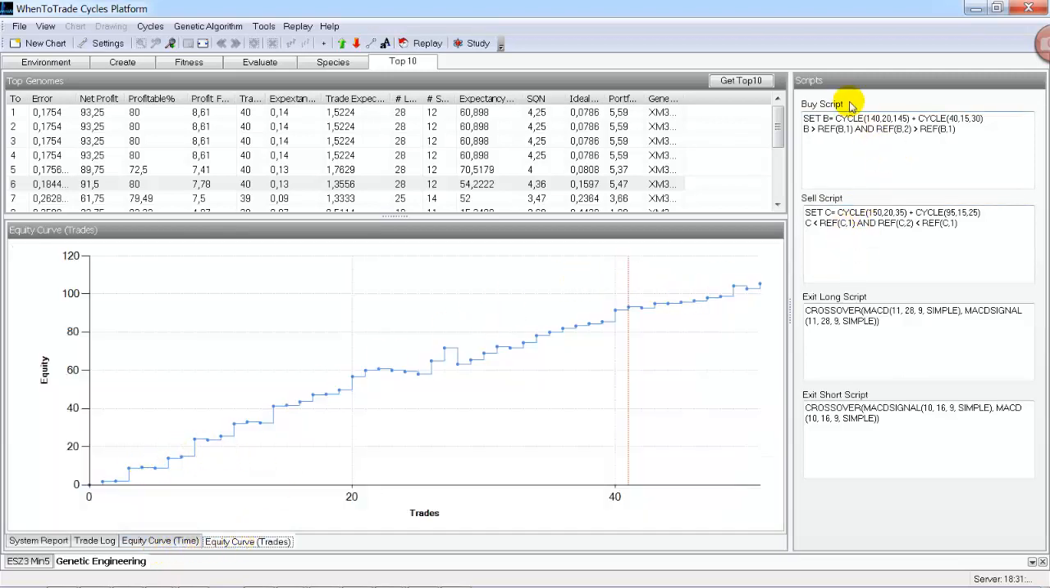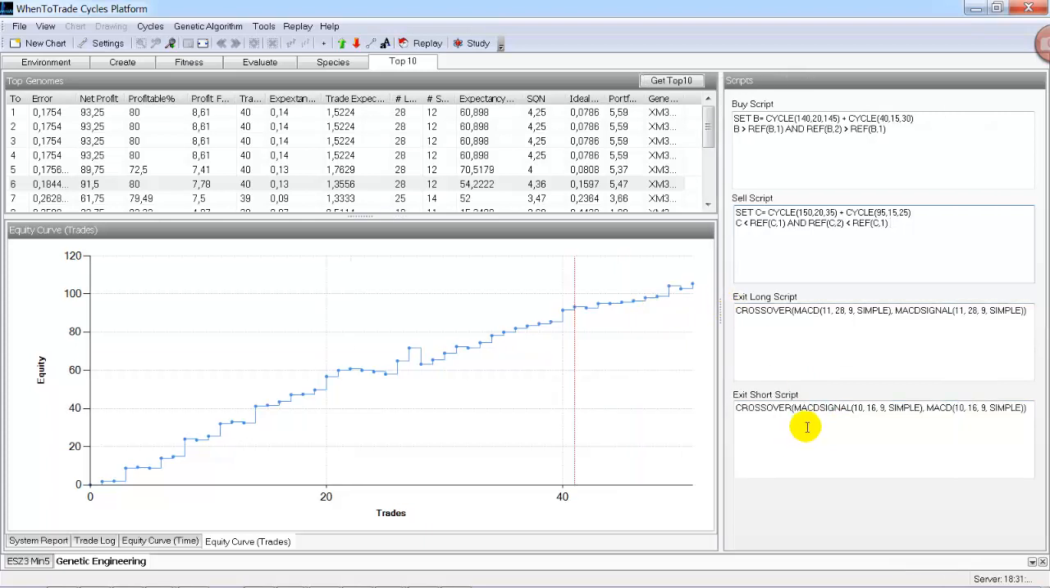And you see on the right the scripts: the buy script and the sell script with the cycle numbers which have been detected by the genetic engine, and the MACD parameters for the exit long and exit short signals are plotted here. So you can directly put this into your LS. It's quite simple to put this into live trading mode, and the out-of-sample period shows here. Just keep in mind that this has been tweaked out after around 60 minutes after the evolution started. And this is quite interesting.